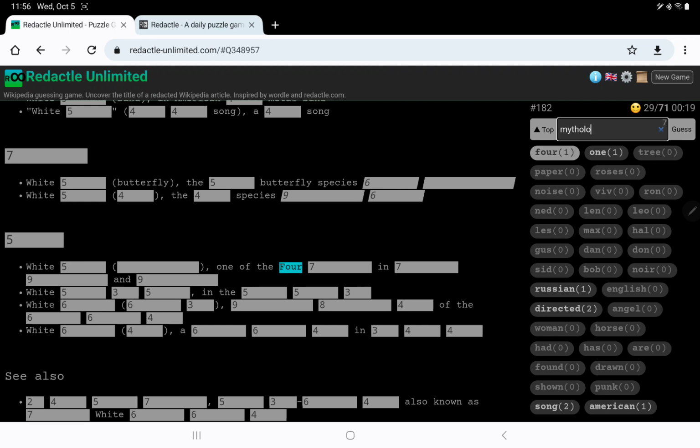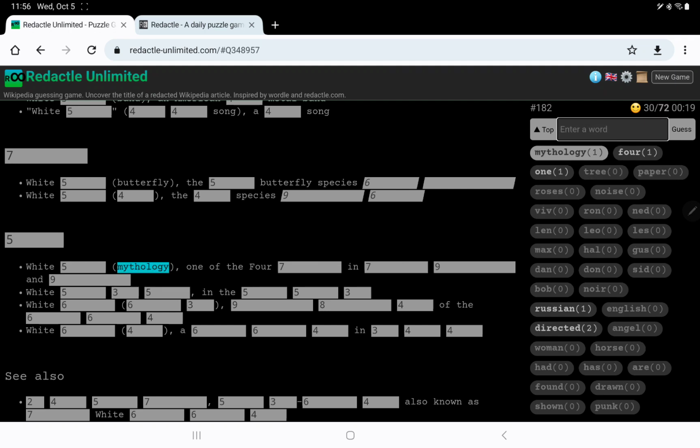Ooh, in something mythology? Oh no, it is there, white something mythology. One of the 4, not horsemen. One of the 4 in Grecian. Not Norse. 9 and 9.